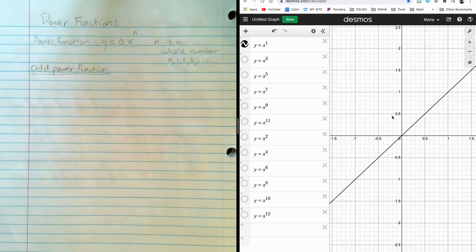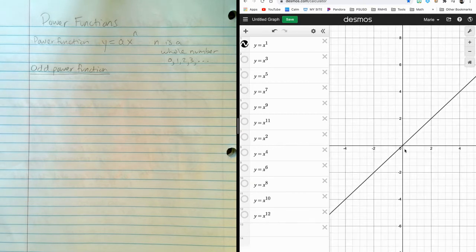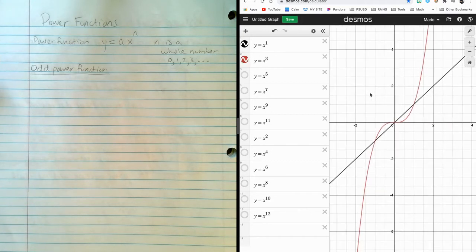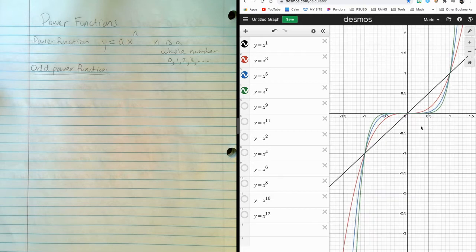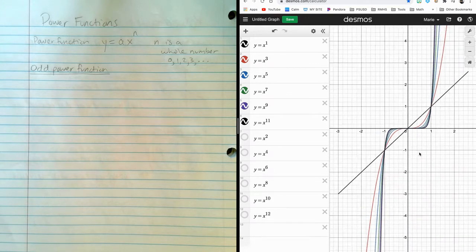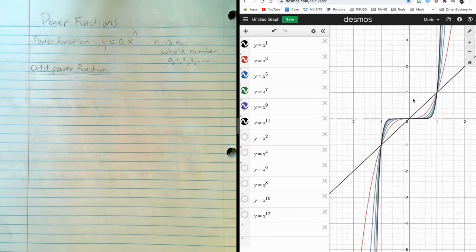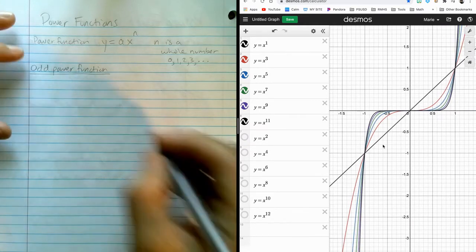So here is an odd power function, x to the power of 1. That's called the identity function, by the way. So what happens if I put it to the power of 3? Okay, so there's a little change. What if I put it to the power of 5? And then what about 7? Okay, it's starting to change a little bit. What about 9 or 11? Now, do you see the overall shape is very similar? Do you see the ends kind of behave similarly, like they're all kind of pointing in a similar direction? So this is the general shape of an odd power function.